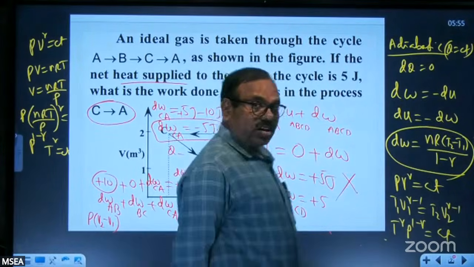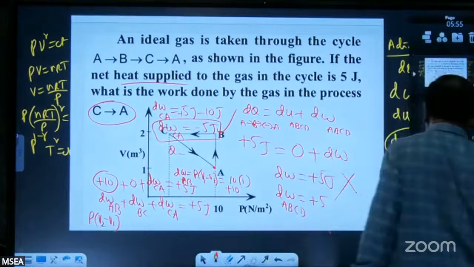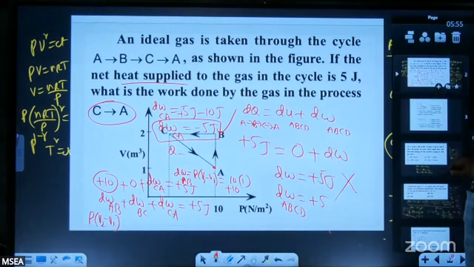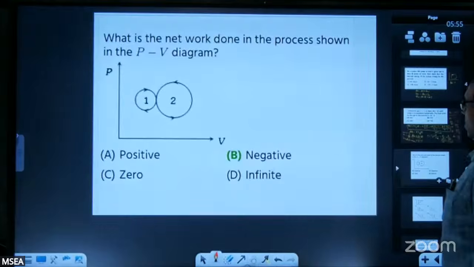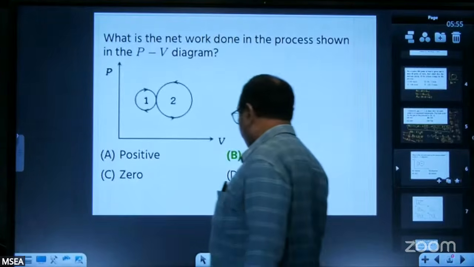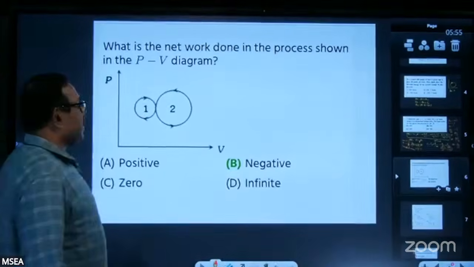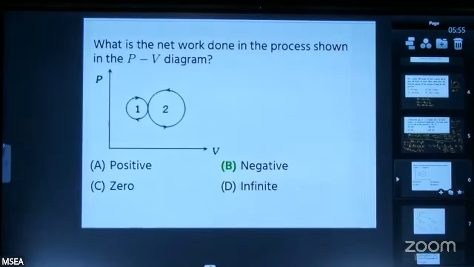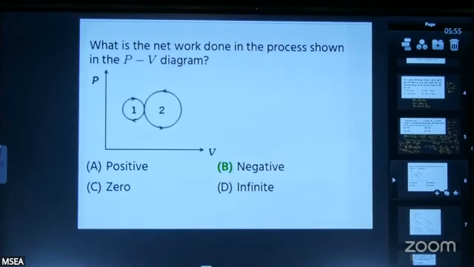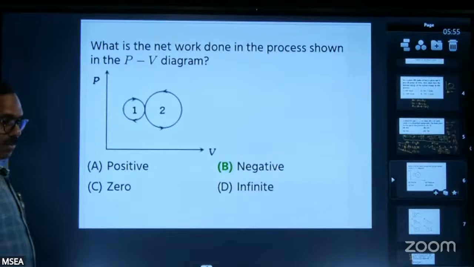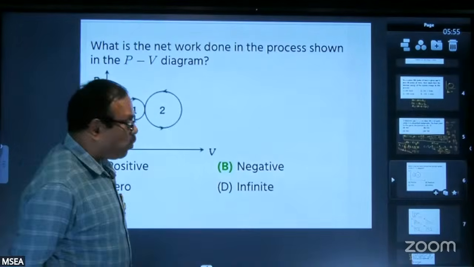Right. Next, we go to the next one. Let us take one more important point. Let us take this simple one, the net. So area of PV graph gives which one? Area of PV graph gives work done.